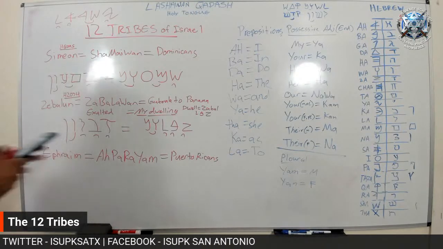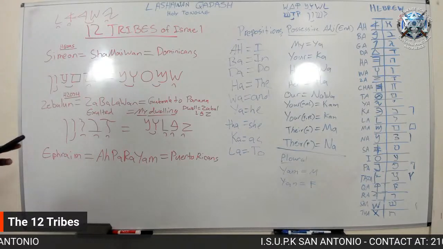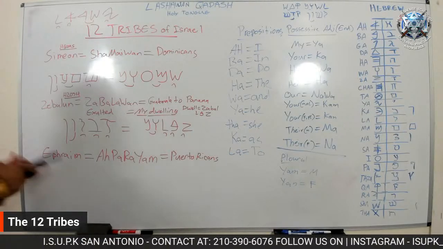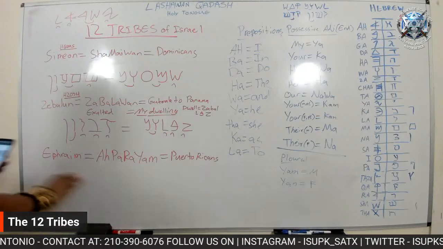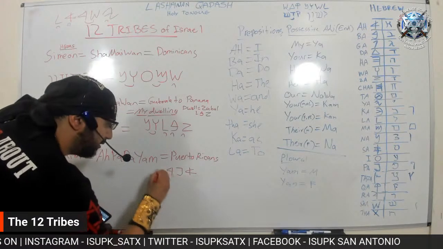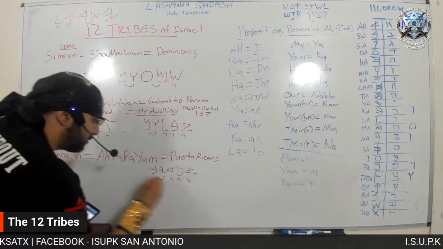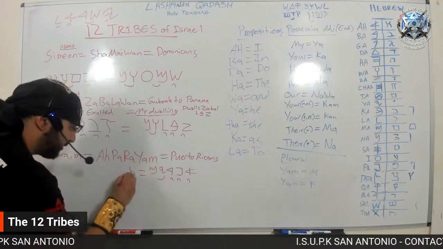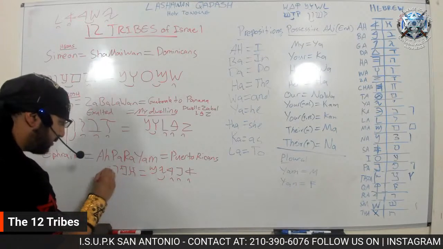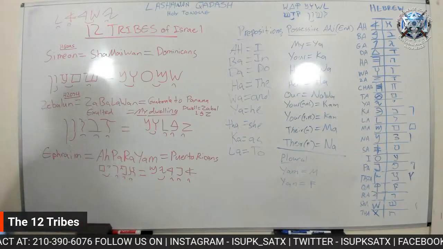Let me actually pull this up here. Ephraim. Okay, cool. Aparium. Pa ra yum. And then again in the Assyrian, we have pa ra yum. Pa ra yum. Right? Same thing.